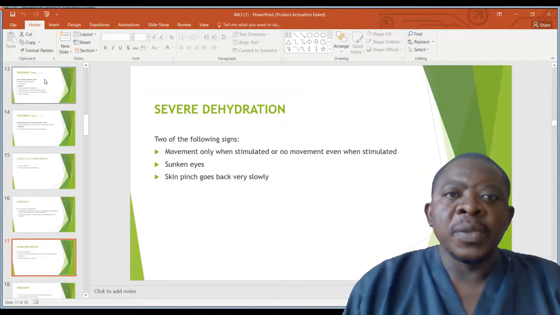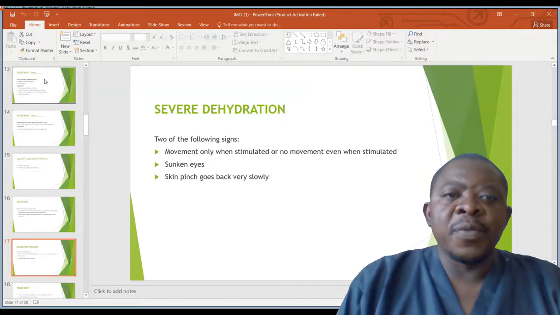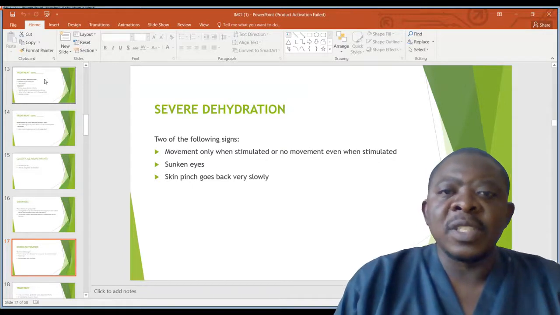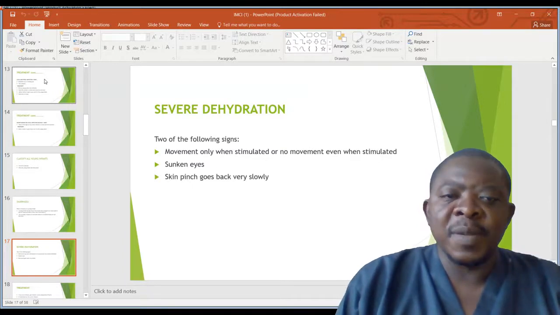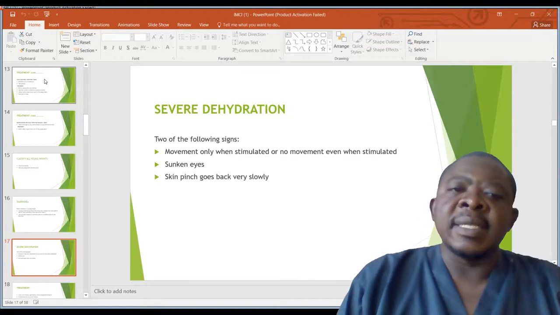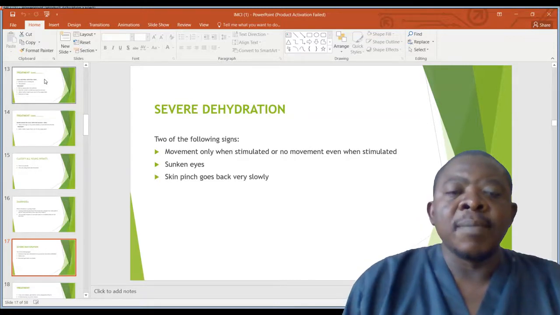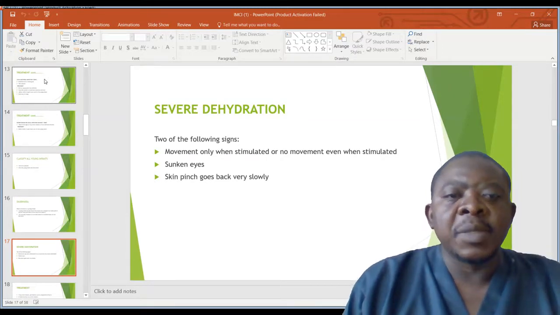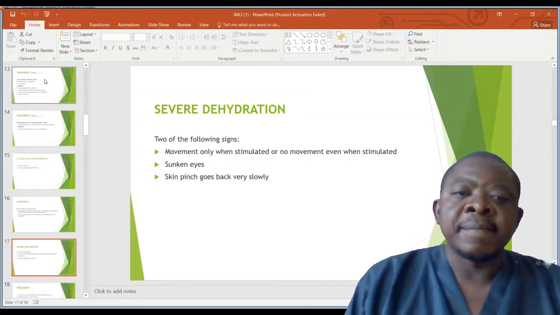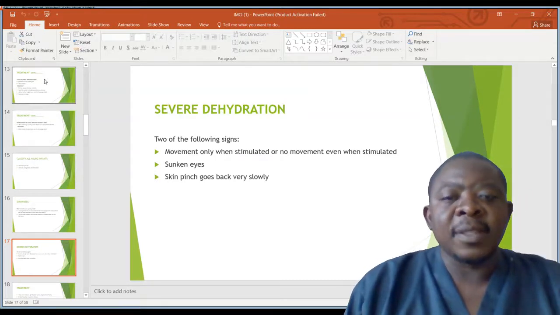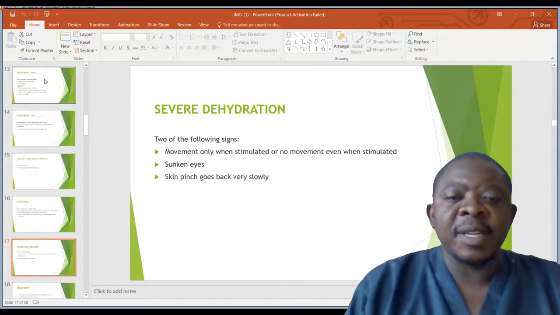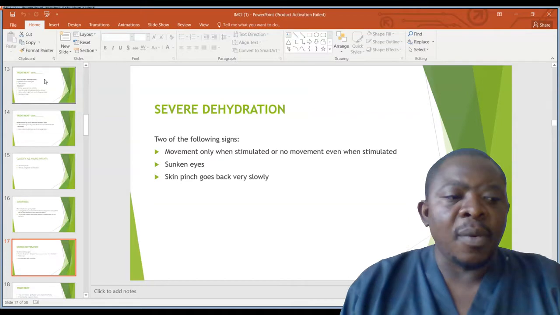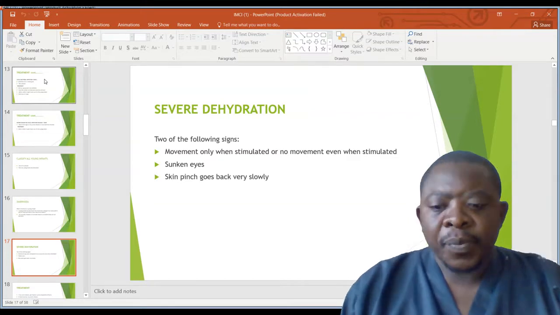So for severe dehydration, two of the following signs should be checked for. Movement only when stimulated or no movement even when stimulated. Sunken eyes or skin pinch which goes back very slowly. So in severe dehydration, we can notice that there will be sunken eyes and the skin pinch which goes back very slowly, with emphasis on very slowly, okay, in trying to differentiate it from the other one. So now we move on.